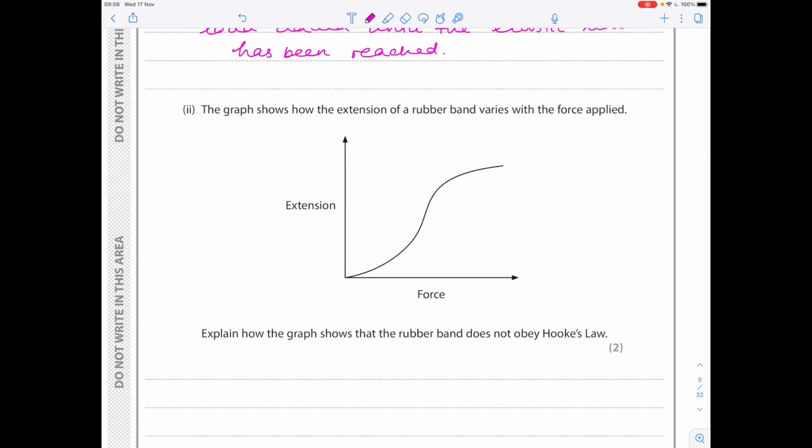The graph shows how the extension of a rubber band varies with the force applied. Explain how the graph shows that the rubber band does not obey Hooke's law. So based on what we were just talking about, you'd expect a directly proportional relationship before that elastic limit is reached, and then it goes funny.